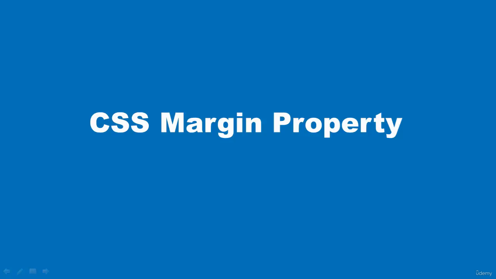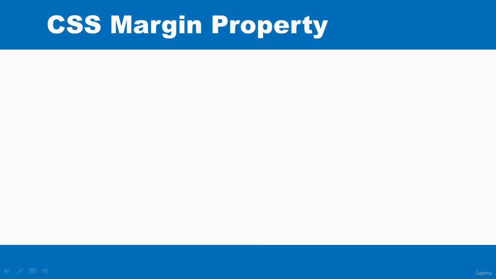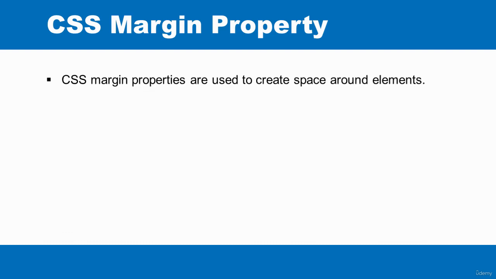Hello and welcome. In this video I will be explaining how the CSS Margin Property works. The CSS Margin Properties are used to create space around elements. Each margin has 4 sides, and you can use the CSS Margin Property to set the margin area of all 4 sides of an element.